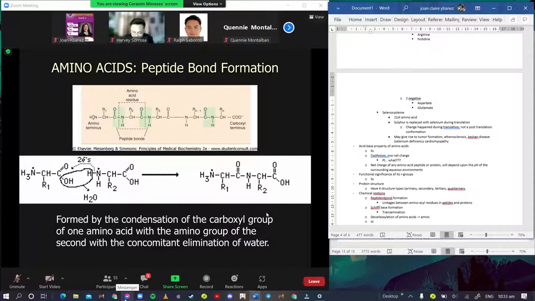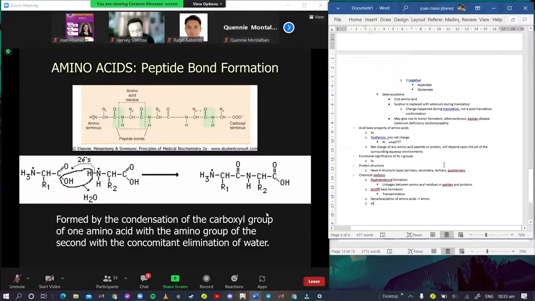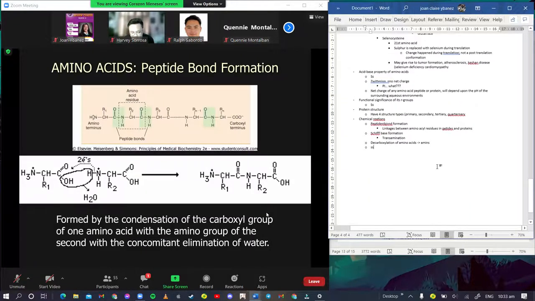The condensation is between, you look at the green color, the alpha carboxyl and the next alpha amino group. So there is the release of water, H2O will be released. And then you now have the peptide bond. So this is condensation with elimination of water.